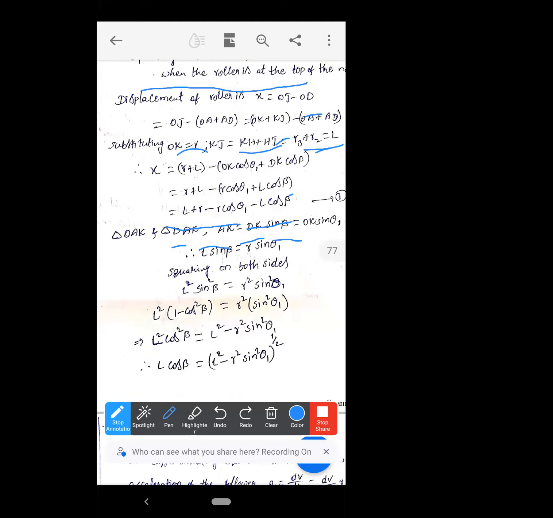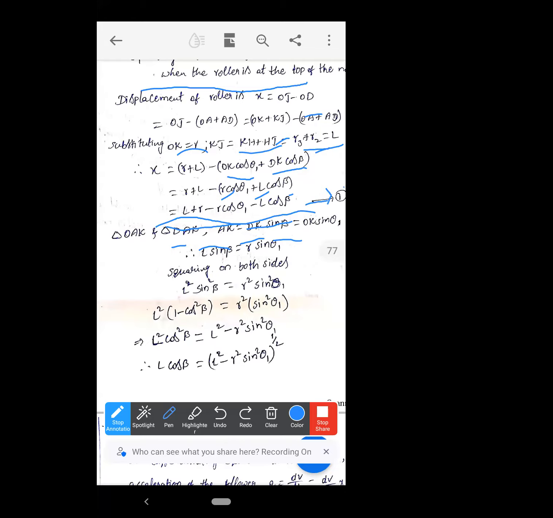Now those values are substituted in our above equation. So OK means R, KJ means L, minus OA plus AD. OA means OK cos theta 1, and AD means DK cos beta. Now OK means R and DK means L. Finally, the displacement of the follower is L plus R minus R cos theta 1 minus L cos beta. This is taken as equation number 1.